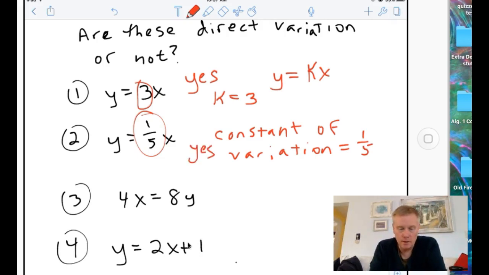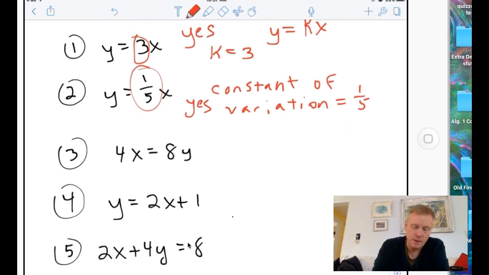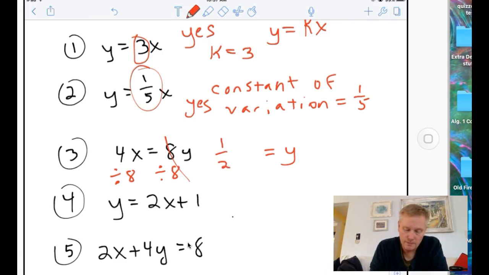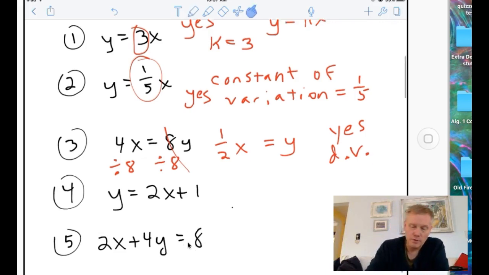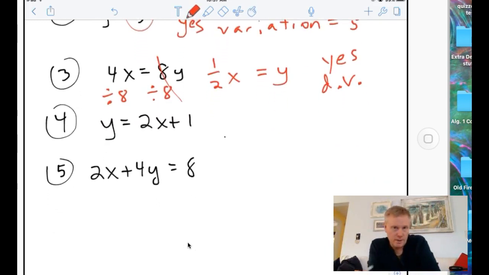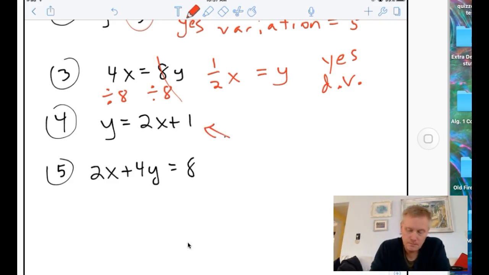Now this one, I don't have y alone. If I can get y alone, then it's really easy to analyze the equation. If I took this equation and divided both sides by 8, I would get y equals, because 8 divided by 8 is 1, and 4 divided by 8 is 1/2 x, which means, yes, this is also direct variation. I use DV as an abbreviation. And if they were to ask what is the constant of variation, you would say 1/2 or 0.5. Same thing.